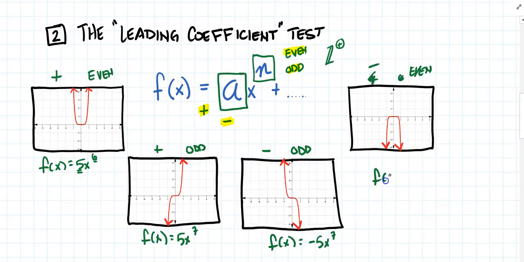So as an example, something that would be negative and even would be like negative 5x to the 4th. I have a negative leading coefficient and an even exponent. So this is the leading coefficient test. It's all based upon whether the leading coefficient is positive or negative and whether the exponent is even or odd.